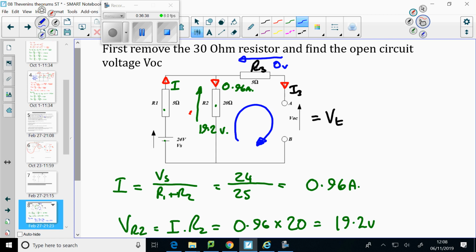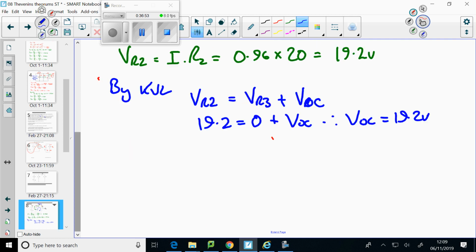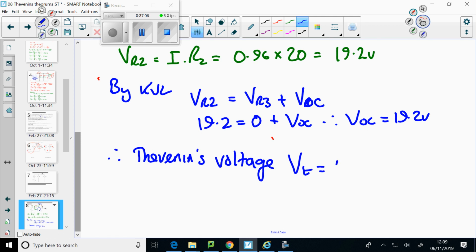All understand that? Not all circuits will be like that. They could be different, so different techniques are needed. So therefore, the Thevenin voltage, V little t, is 19.2 volts. Alright?